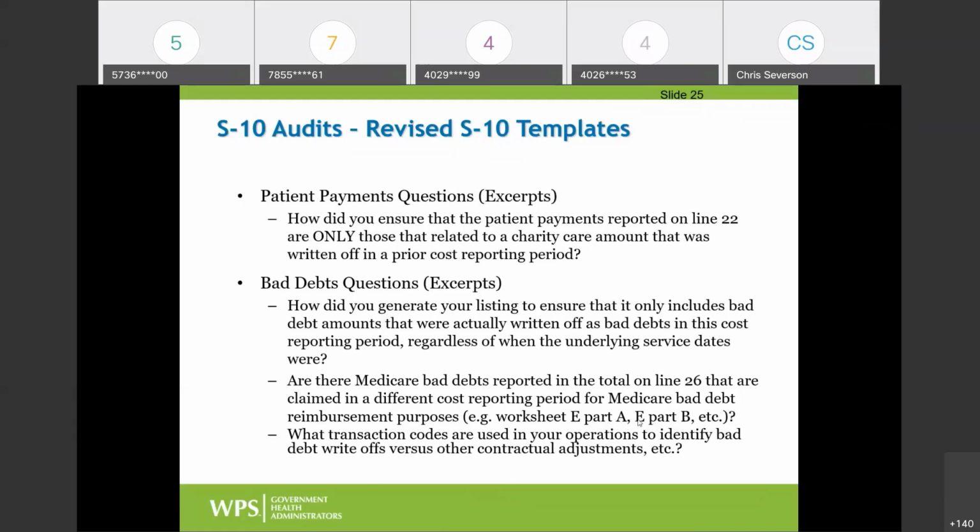By the way it works, for those of you that haven't really seen S10 in detail, the Medicare bad debt amounts, the 35% that's not reimbursed comes over to S10 and it impacts the total amount that's allowed on line 30. So even if you're including a Medicare bad debt in total on line 26, which you should be, you're not getting the benefit of that total amount. It's only the 35% that hasn't been reimbursed. So I just wanted to clarify that.